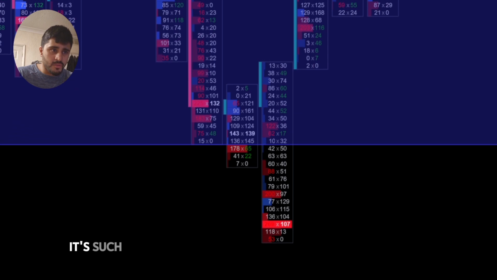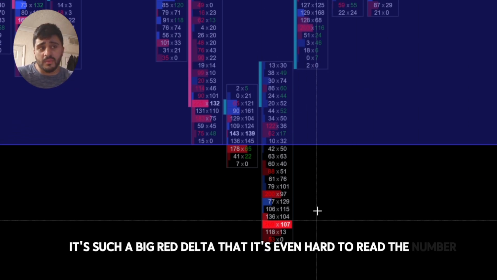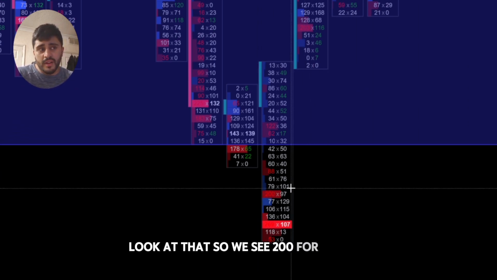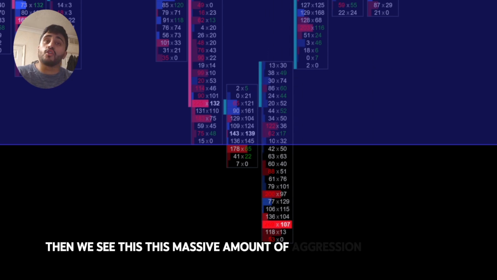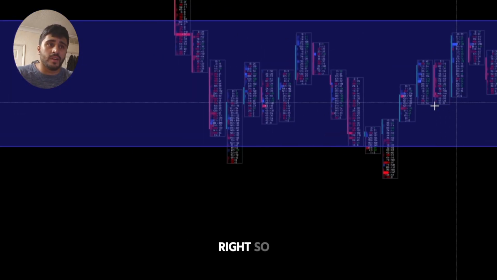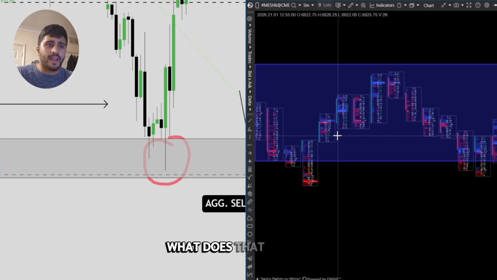Well, we see this huge red delta. In fact, it's such a big red delta that it's even hard to read the number. Look at that. We see 200 for 97, 178 for 65. Then we see this massive amount of aggression, selling aggression, right? So again, what does that actually mean?